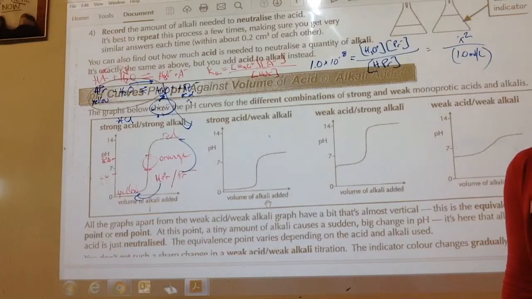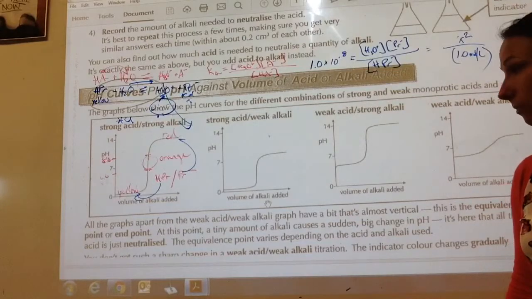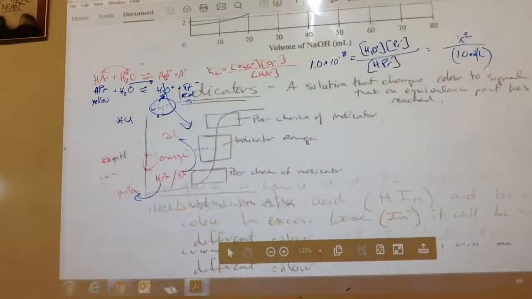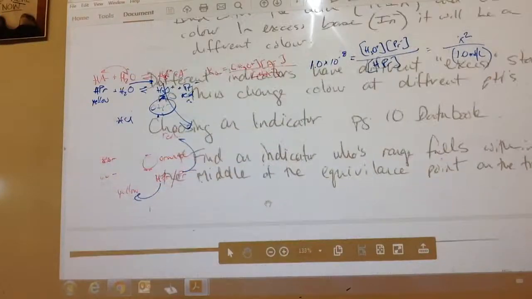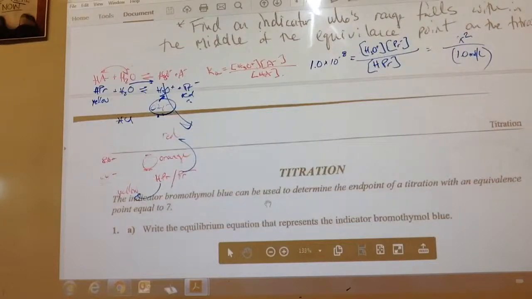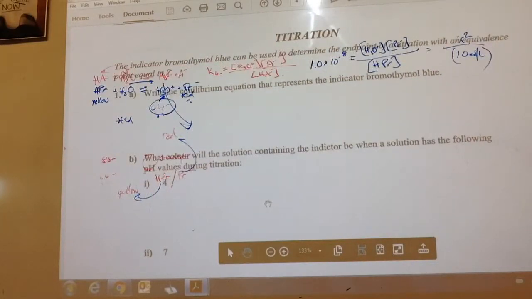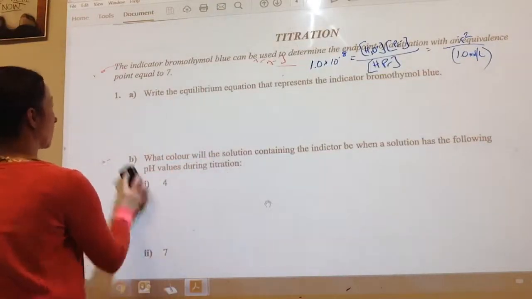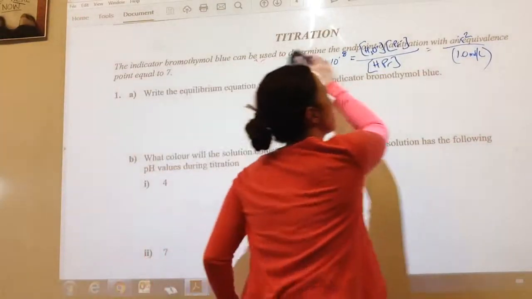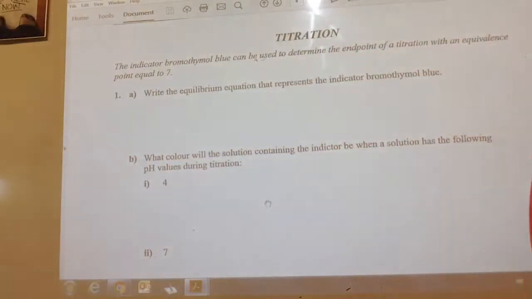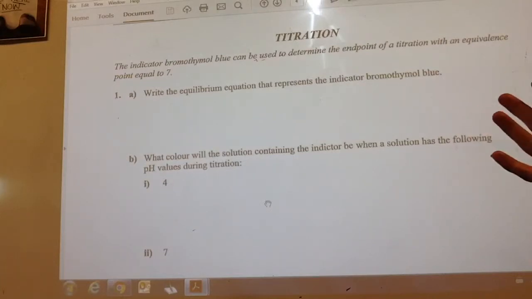Okay? And I think that's it. That is, yes, that's it. So, down here, I've got some questions for you to do, to practice. And just 2 questions, one, 2 sides there. And that should give you a good understanding of titrations. And then we'll mark it, we'll be done.